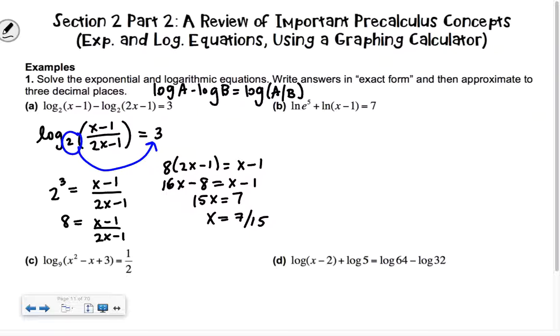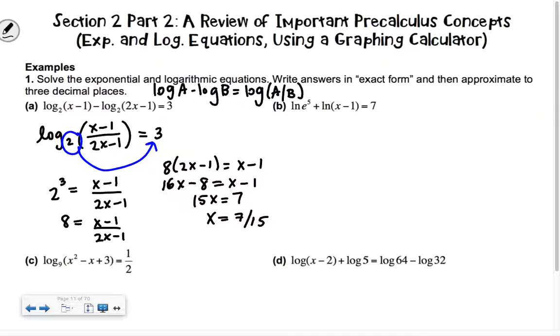I know I went speedily on that, but remember, be an active note taker. I see a lot of you guys looking up and looking down, looking up and looking down. You guys know how to solve it from here, right? So just solve it once you get to that point. Don't look at my answer. All right, so we get 7 over 15.